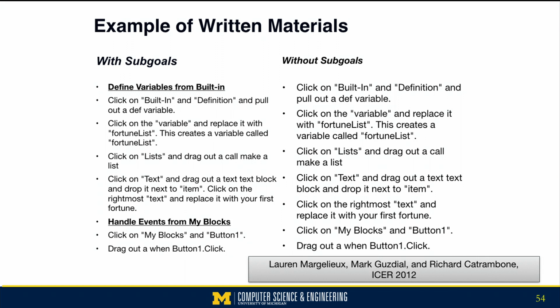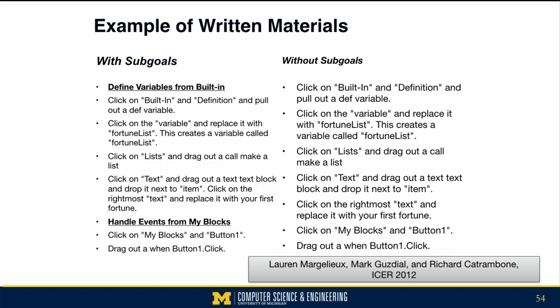So Lauren Margulieux was a PhD student working with Richard and me, and she did the first experiment trying out subgoal labeling for computer science. So here are two lists of how to use something called Android App Inventor. It's a drag and drop block-based programming environment for building Android apps. On the right-hand side is the list of steps that we want to lead students through in building a particular program. On the left are the same steps, but we're going to identify the subgoals.